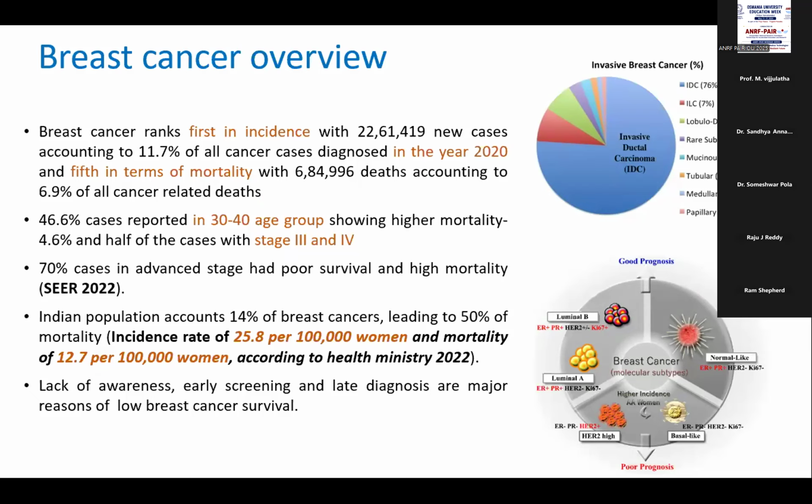70% of the cases in advanced stage have poor survival and high mortality. And in India, around 14% of cancers account to breast cancer, leading to 50% of mortality. Mostly it could be because of lack of awareness, early screening, and late diagnosis, which are major reasons for the low breast cancer survival in India.